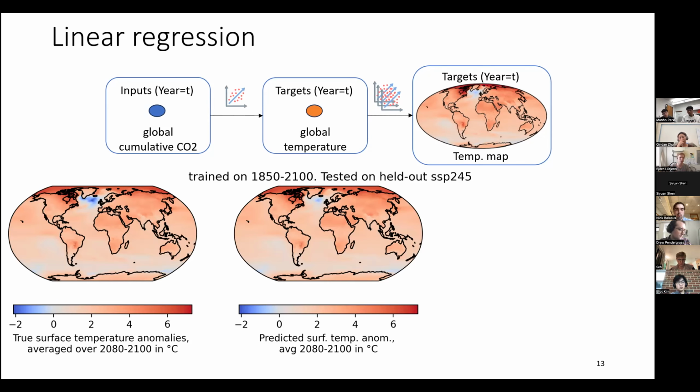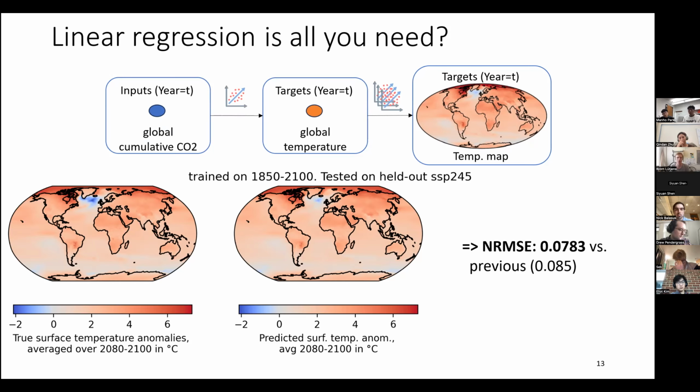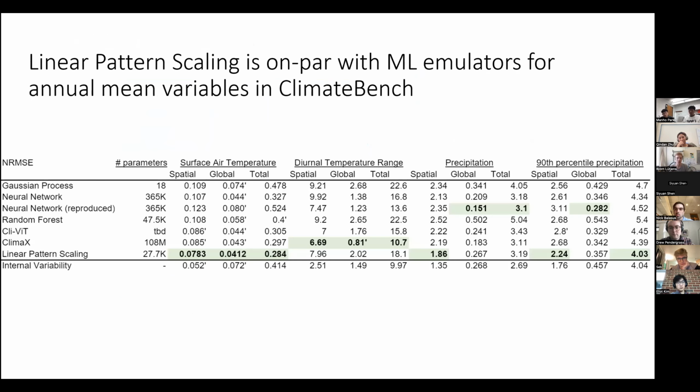And then we can evaluate this model on the same test set. And we can see that this linear pattern scaling model has almost the same patterns as the ground truth. And if we calculate that error, the linear pattern scaling actually has a lower error than the ClimaX model. We proceeded to compare this linear pattern scaling.